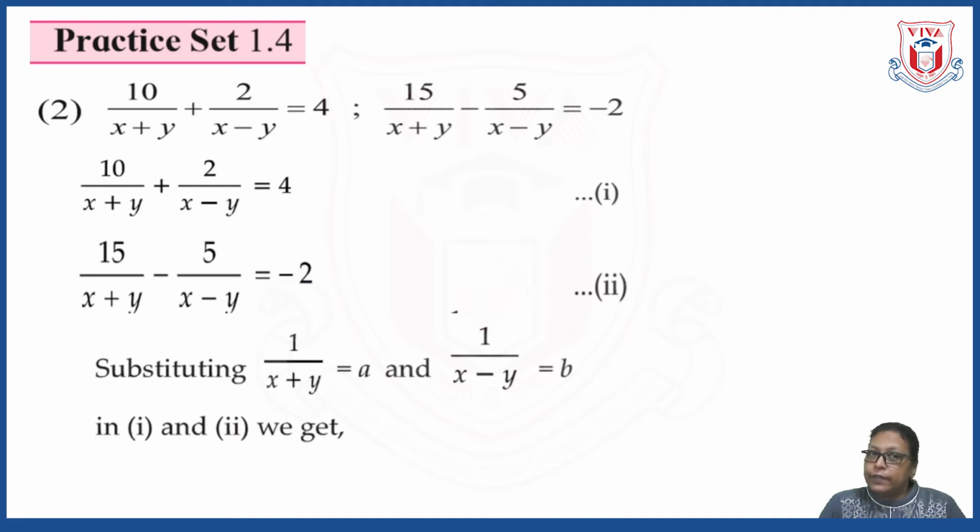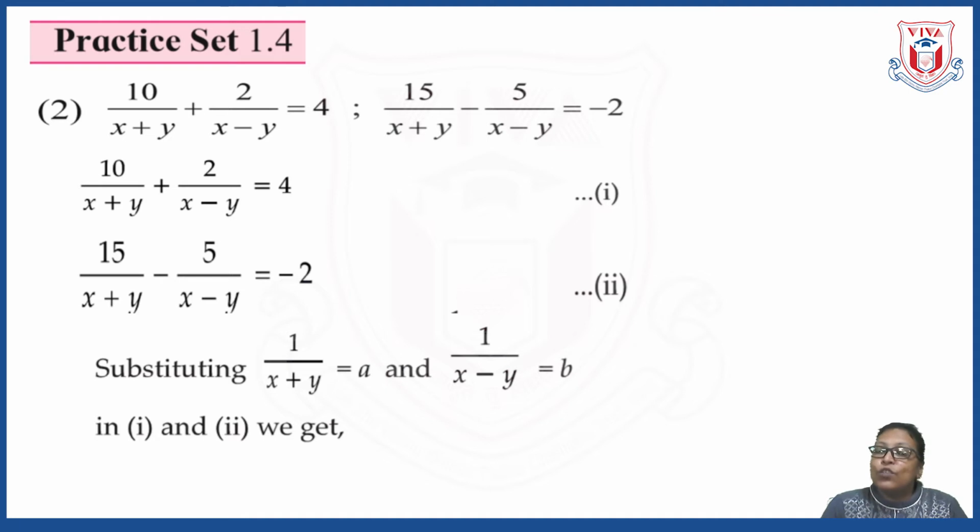So what we are going to do is substitute 1 upon x plus y is equal to a, and 1 upon x minus y is equal to b. So in the two equations, namely 1 and 2, we are going to replace 1 upon x plus y by a and 1 upon x minus y by b. Many students think that a and b will again appear in the denominator, but it is not so. Please see it carefully. 1 upon x plus y we are going to write as a. So equation 1 is going to become 10a plus 2b is equal to 4.